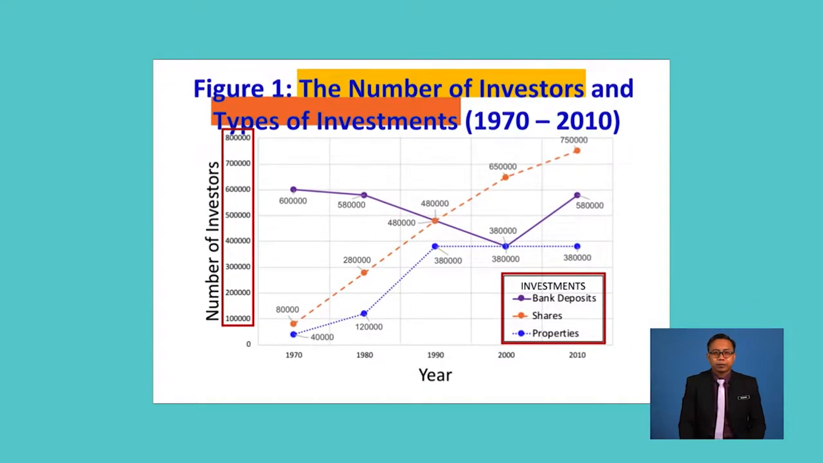Based on figure 1, there are two key features that we have discussed, haven't we? Do you still remember what the key features are? Yes, you are right. The key features are the number of investors and types of investments.